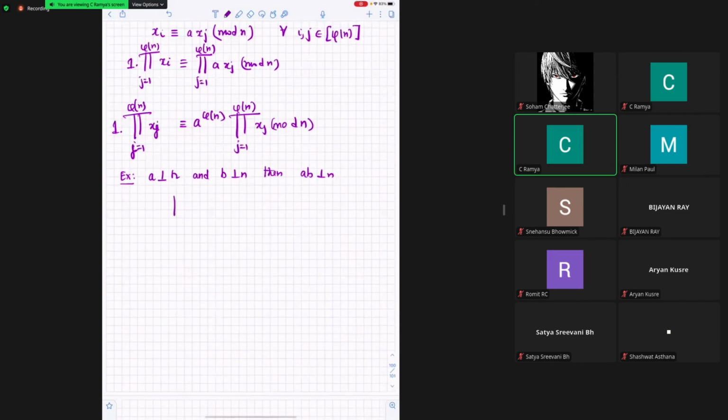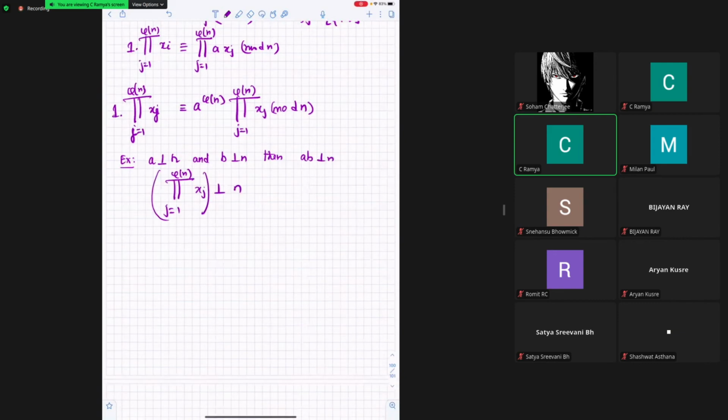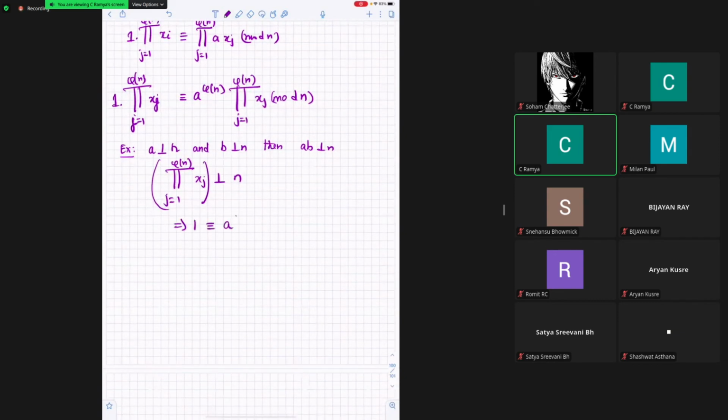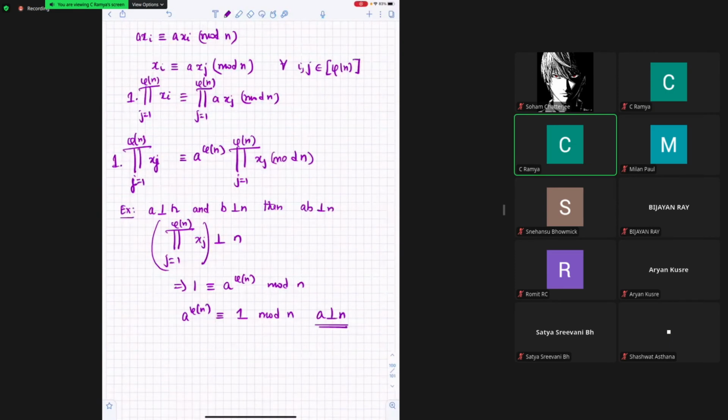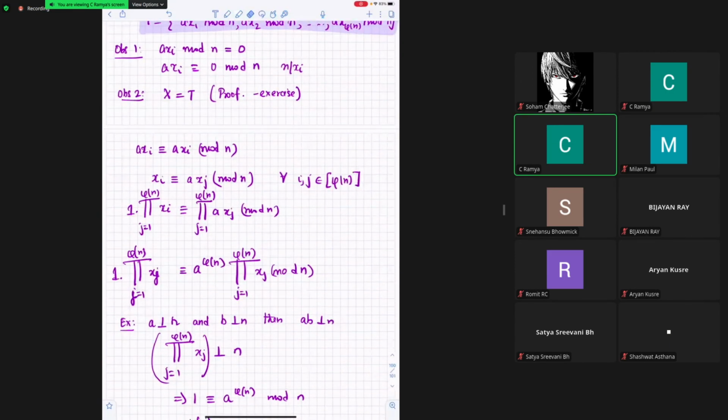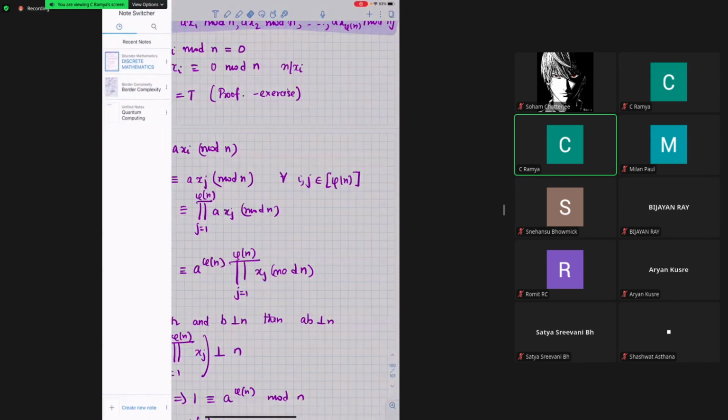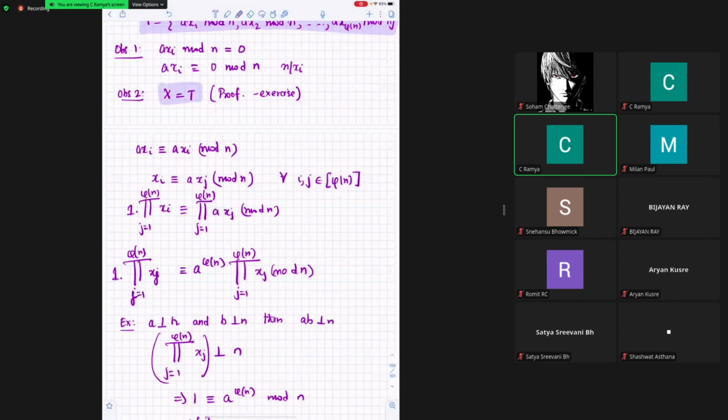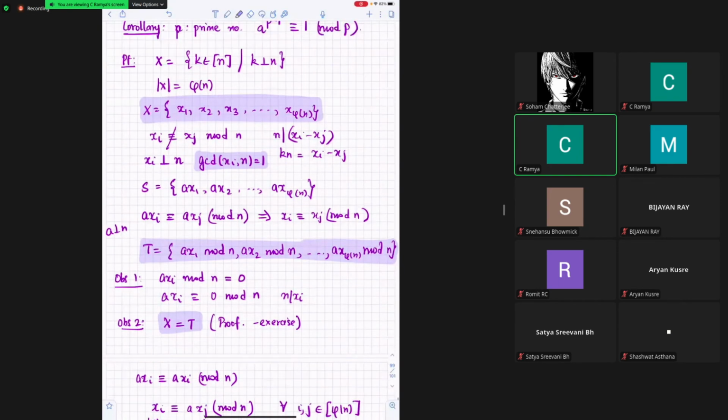So this product, j equal to 1 to phi of n, is coprime to n. So I can cancel. I will get 1 is congruent to a to the phi of n mod n. And I can also flip, right, whenever a is coprime. Yes, I did rush a bit in the interest of time. So please do try these exercises. It's not at all hard to see, but I just rushed through it in the interest of time.